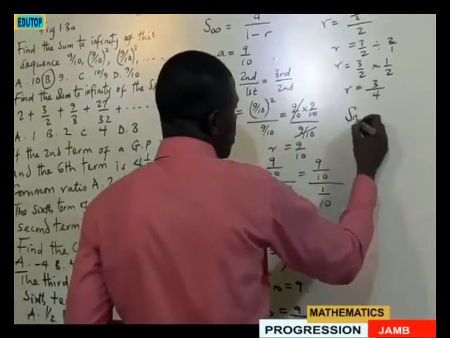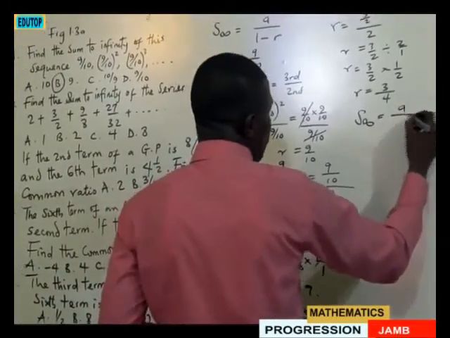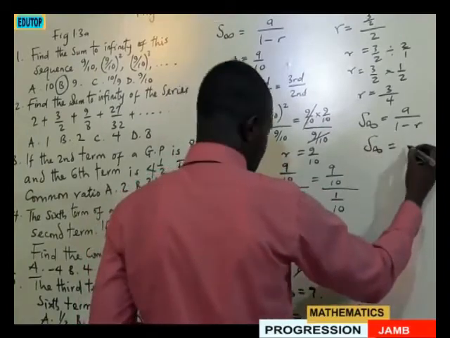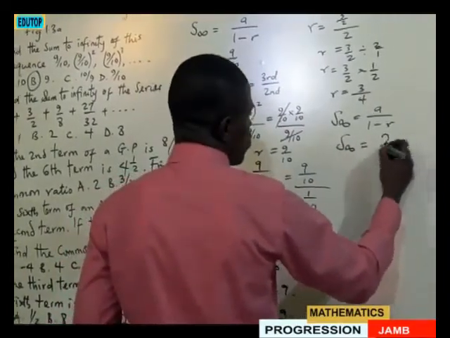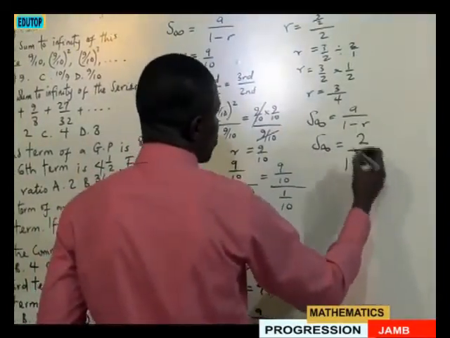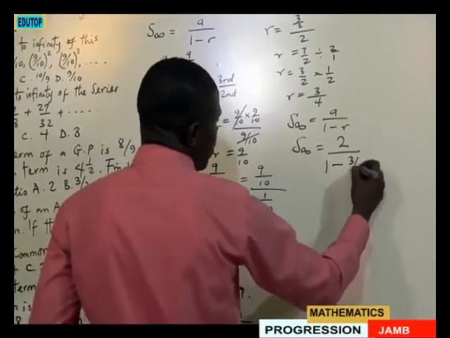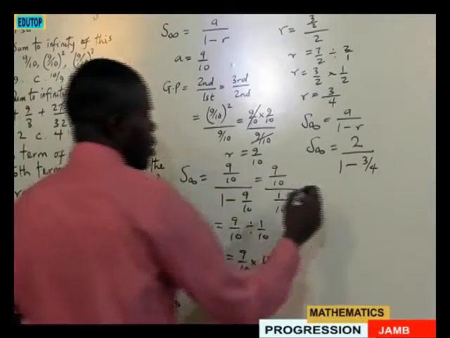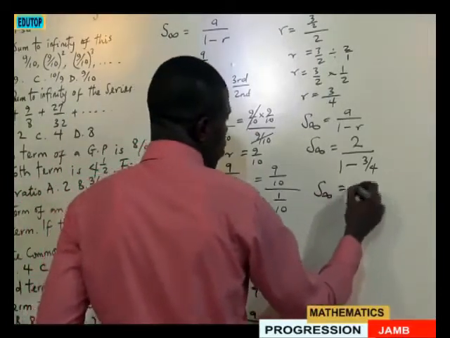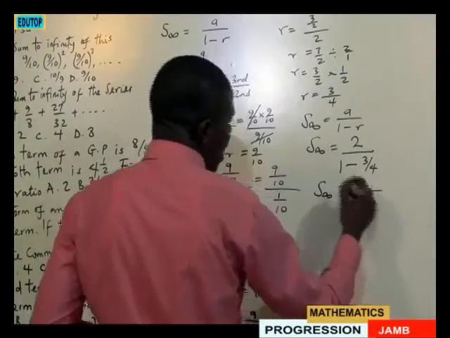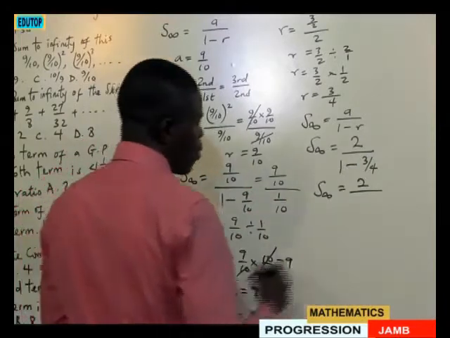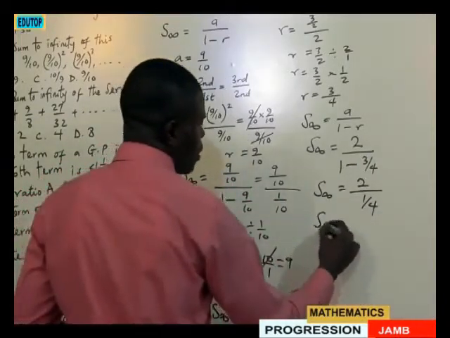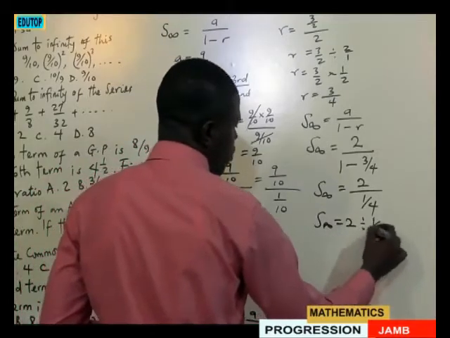So we have sum to infinity to be equals to a over 1 minus r. So what is our a? Our a from the question is 2, divided by 1 minus, what's our common ratio? That's 3 over 4. So now we have sum to infinity to be equals to 2 divided by 1 minus 3 over 4. That will definitely be 1 over 4. So sum to infinity will now be 2 divided by 1 over 4.